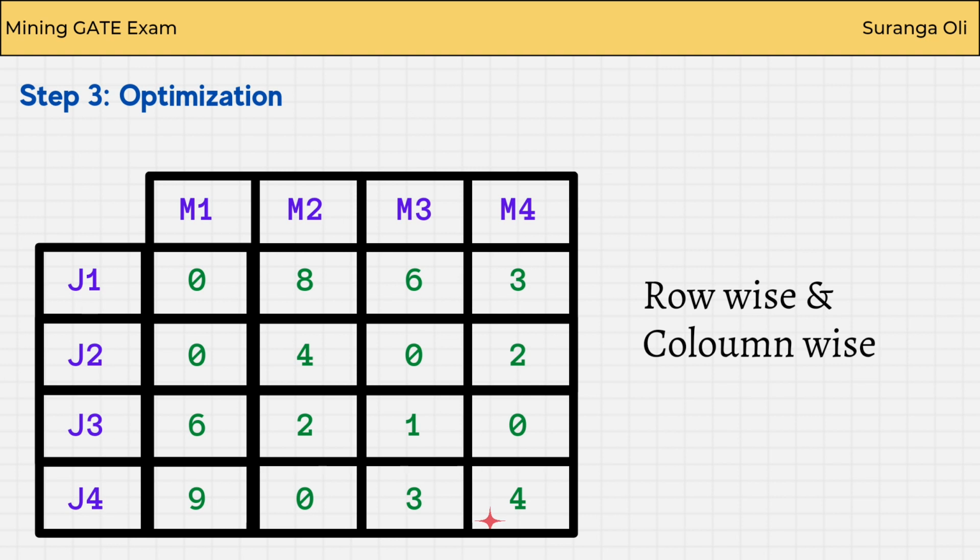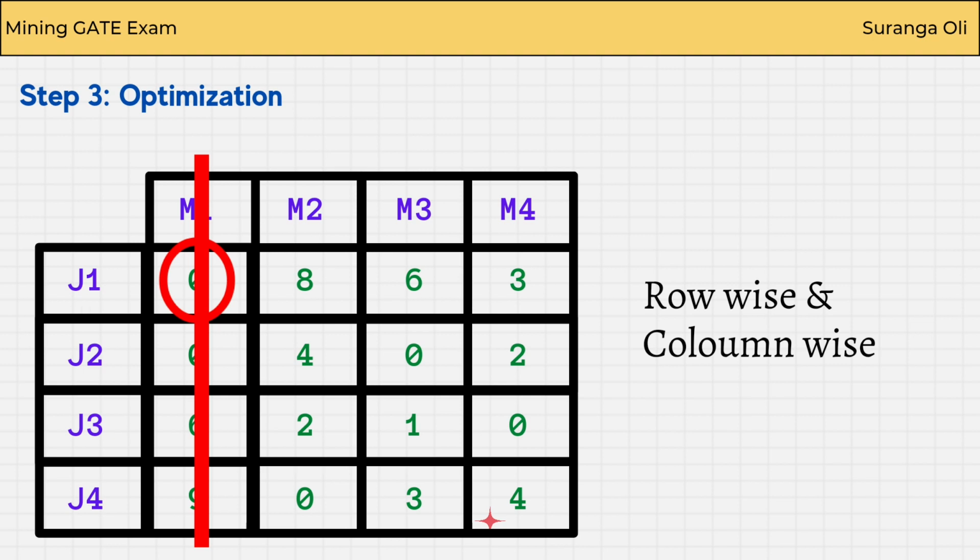For doing optimization row-wise, we have to scan each and every row and look for the value 0 in that row. When we scan row 1, we have 0 at the intersection of M1 and J1, and we mark that 0. Since it has only one 0 element, job 1 is assigned to M1. According to the problem, if one machine is assigned to one job, it cannot be assigned to another. So we are now striking out column M1.